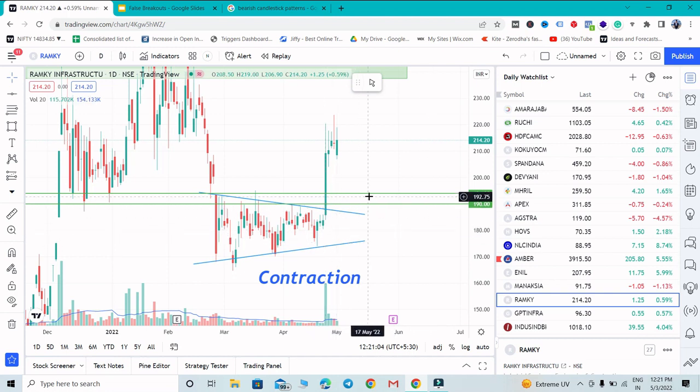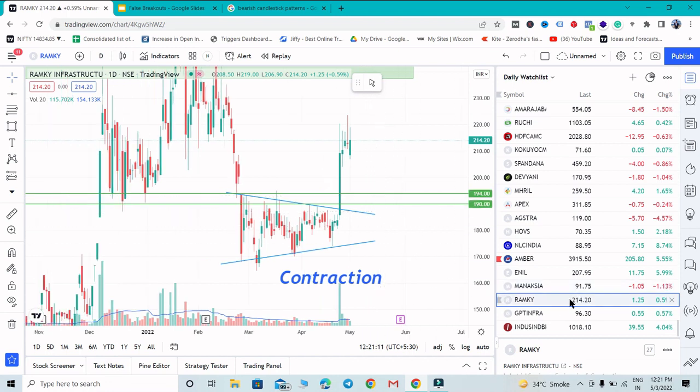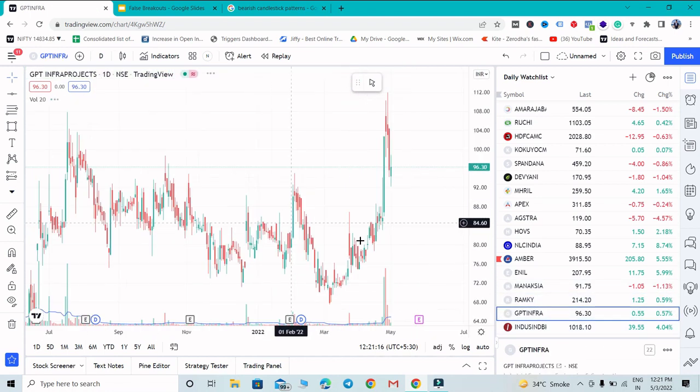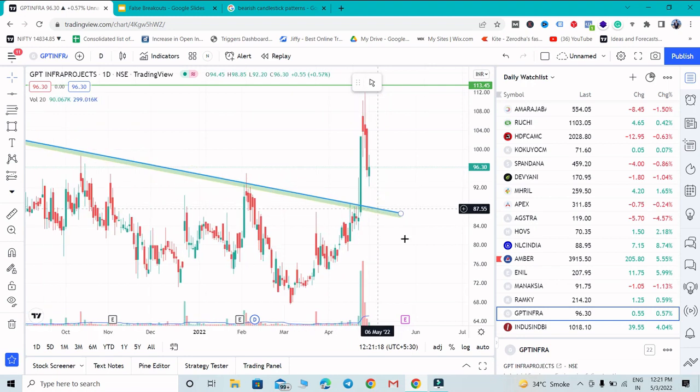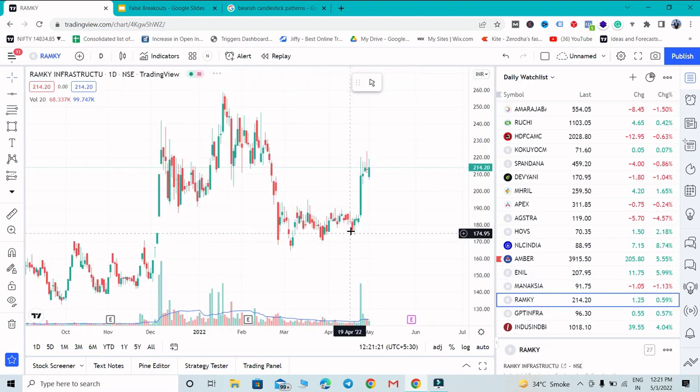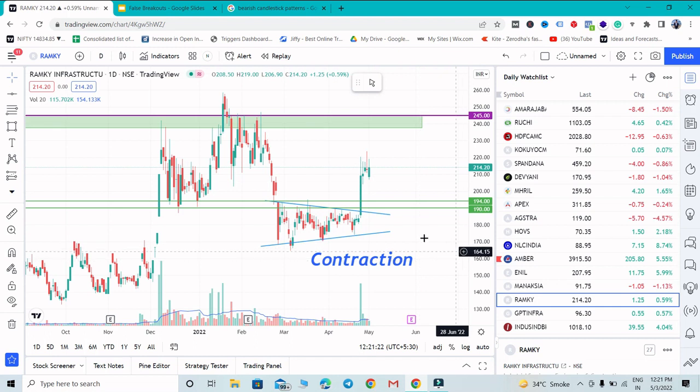Both these stocks belong to the same sector, that is infrastructure, and they have somewhat similar businesses, not fully. So this is how sector rotation happened. Both of these stocks were present at the resistance, even Ramky Infra was also present at the resistance, and both of them gave the breakout on that particular day only. So this is how you can make your trades more and more high probability, right?